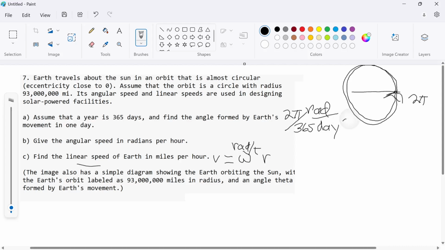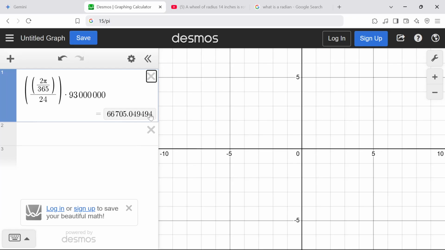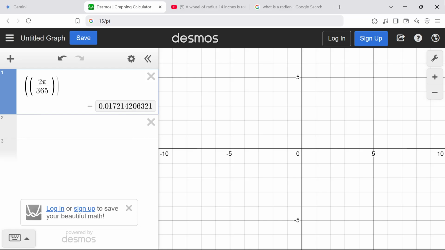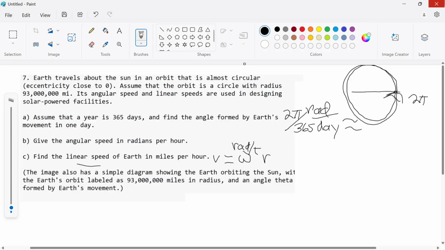The approximate answer, if I do 2 pi over 365, I can throw that into Desmos. 2 pi over 365 is approximately 0.0172 radians per day. Now you could, if you want, use that approximation for the next calculation. I'm just going to keep using the exact calculation.